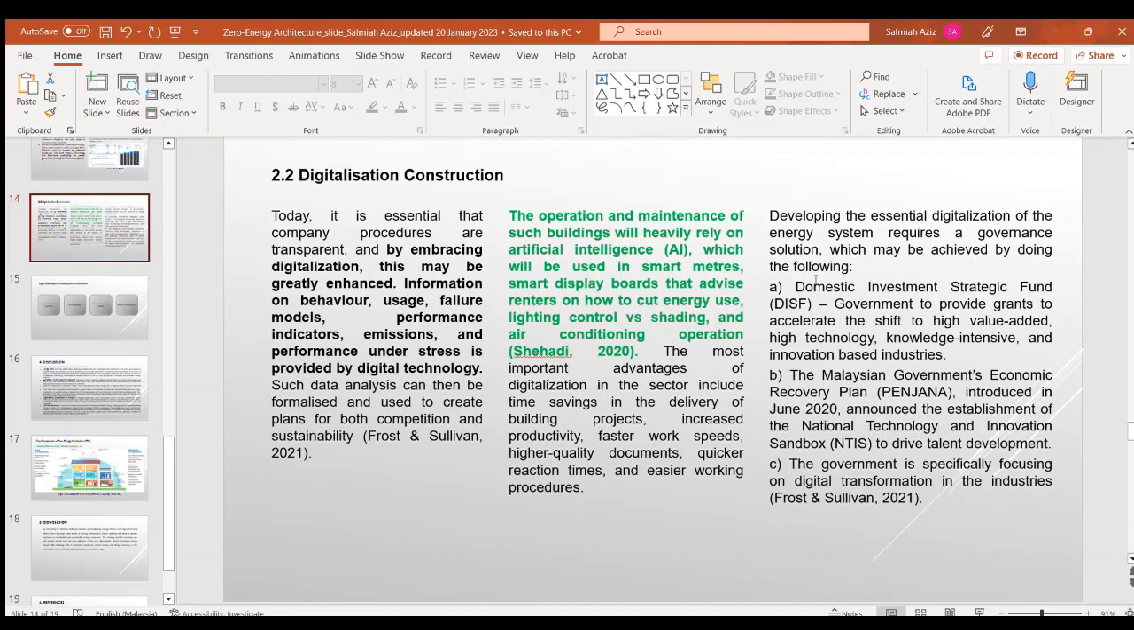The Malaysian government's economic recovery plan, which is PENJANA, introduced in June 2020, announced the establishment of the National Technology and Innovation Sandbox (NTIS) to drive development. The government is specifically focusing on digital transformation in the industry. So this is also stated by Frost and Sullivan 2021.